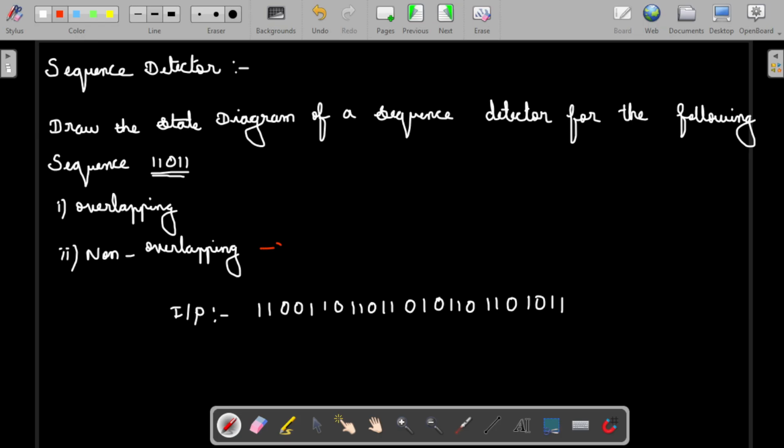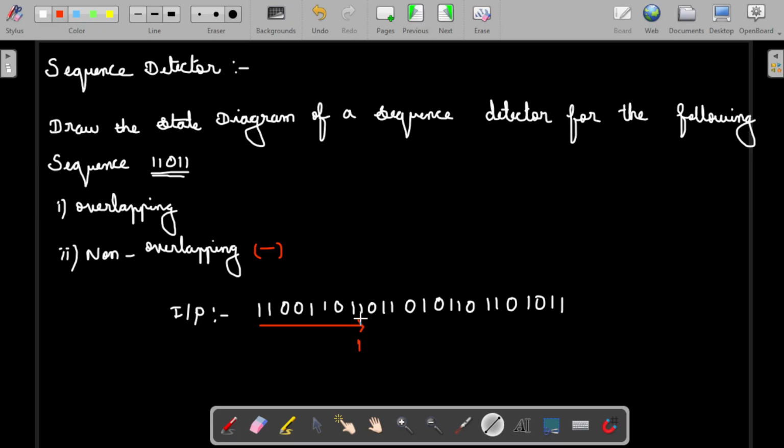For the non-overlapping system I am using red color here. When 11011 is identified, the output will be 1. Here 11011 is not identified, so we have to trace from the starting bit to where 1101 is identified. Here in that particular bit the 1101 is identified. So at this point the output will be 1.